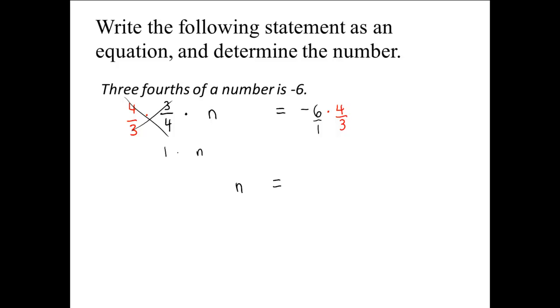And to multiply fractions, we multiply through the numerators. -6 times 4 is -24. Multiply through the denominators. 1 times 3 is 3. And we have negative divided by positive, which is negative. 24 divided by 3 is 8. So our answer, the number, n equals -8.